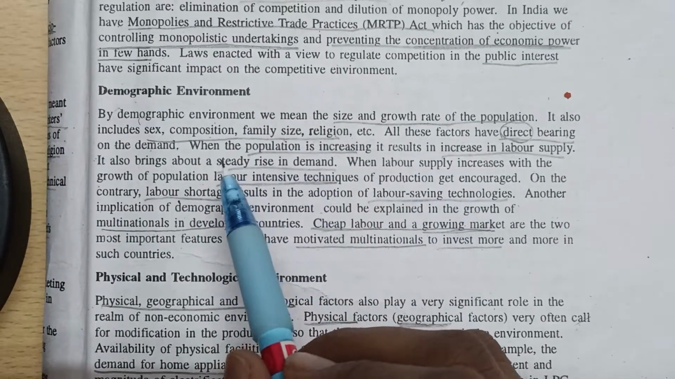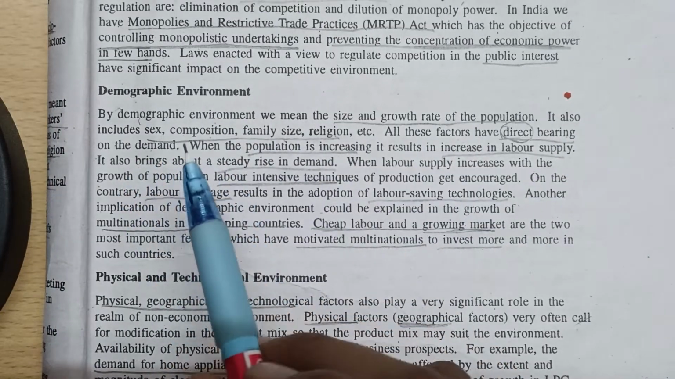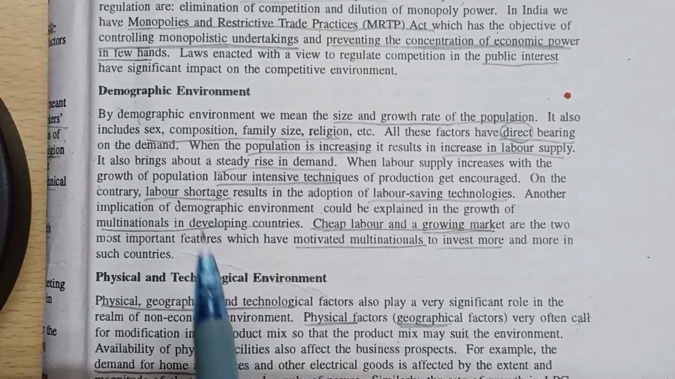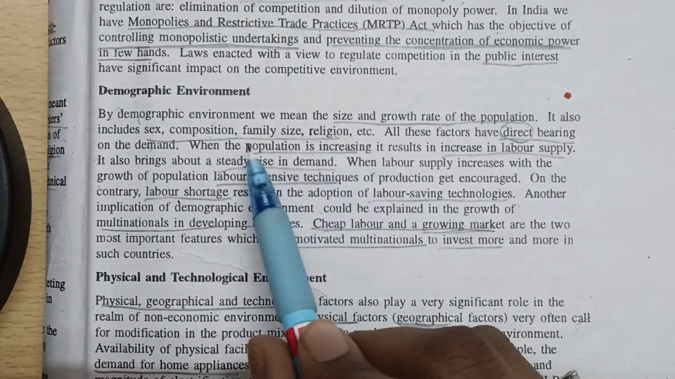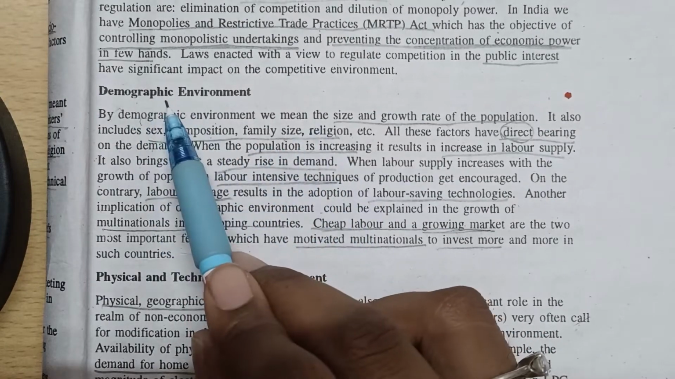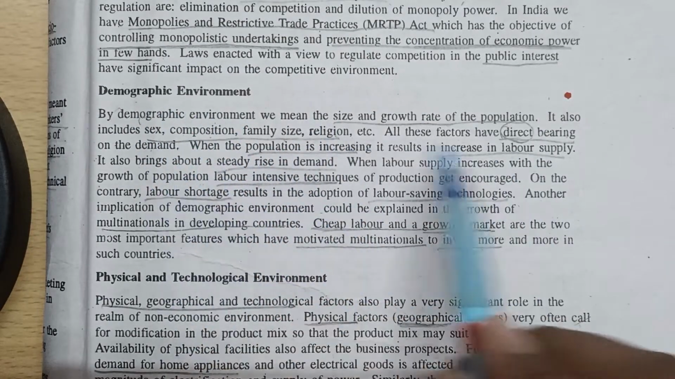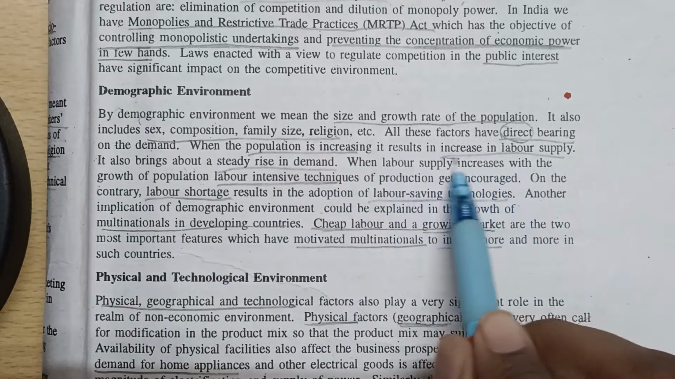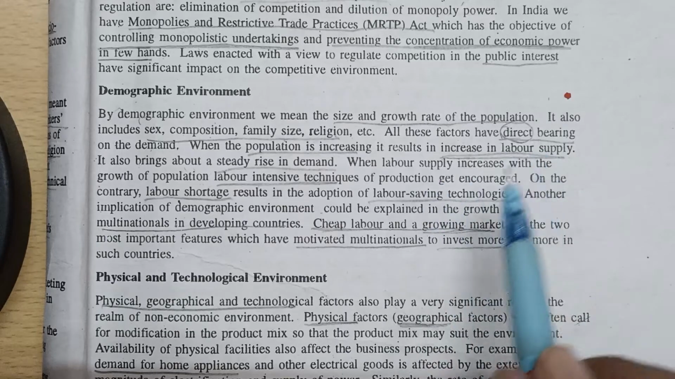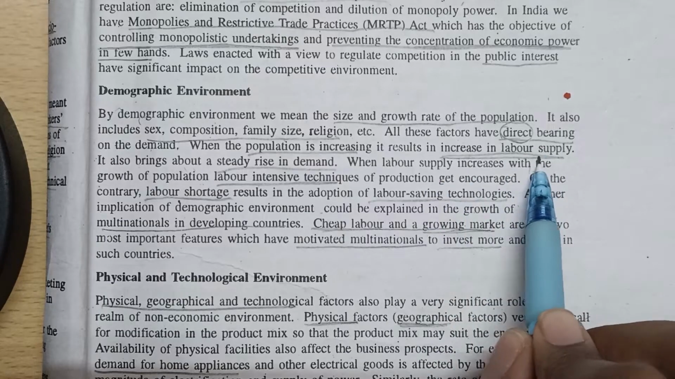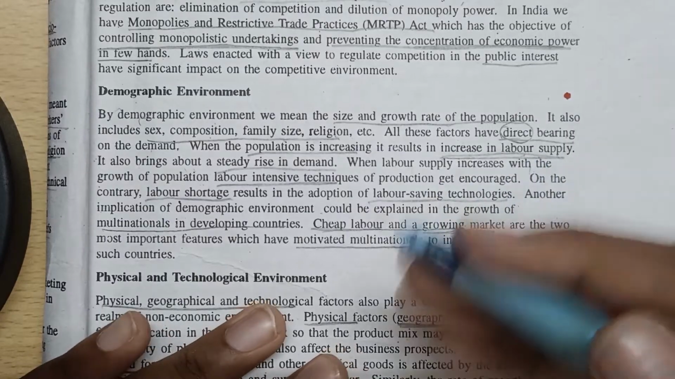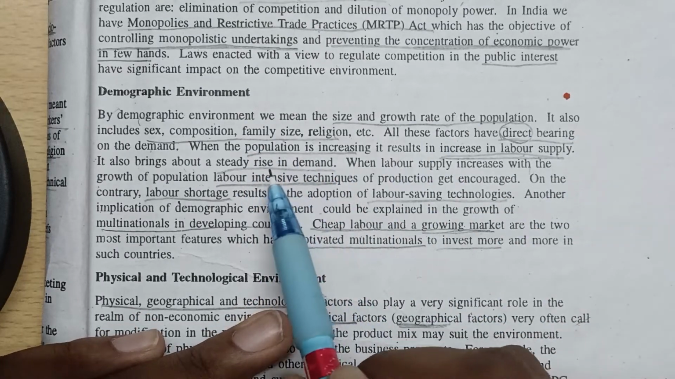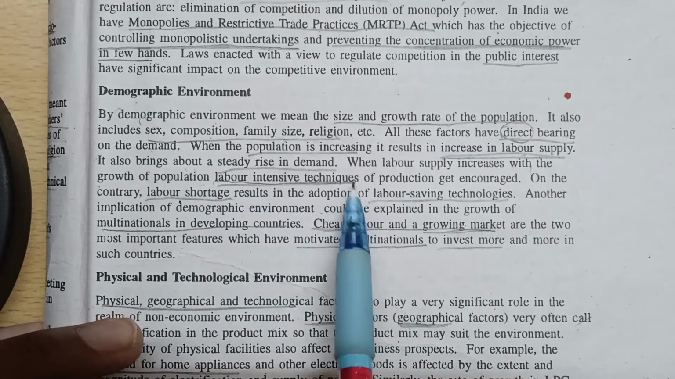Let's say there are so many women. For example, there will be an increased demand for sanitary napkins in a particular country. Like this, because of the demography of a particular country, there will be a direct influence on the demand. As the population is increasing, it results in an increase in labor supply. Because there are so many people, there will be so much labor supply. And when there is so much labor supply, generally the price of labor comes down, because of the cheap labor you will have, and there will be more labor-intensive techniques.